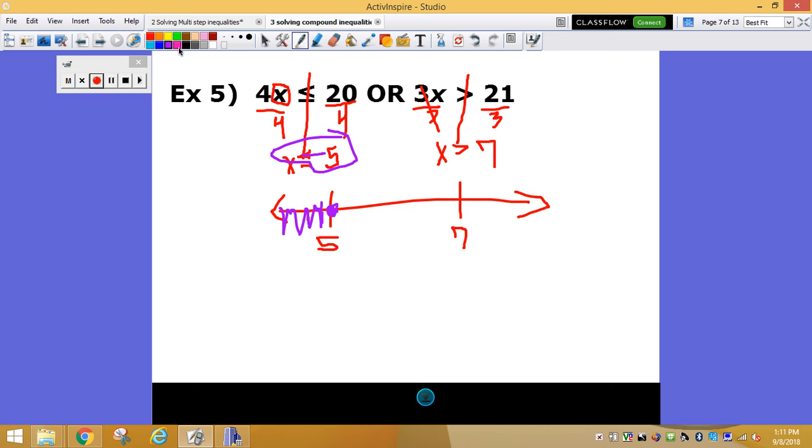Now I'm going to graph this one. It's at 7. It's an open circle. And if I made it into an arrow, it goes to the right. So I would shade to the right. So now it's or, we're shaded on the outside, and we're good.